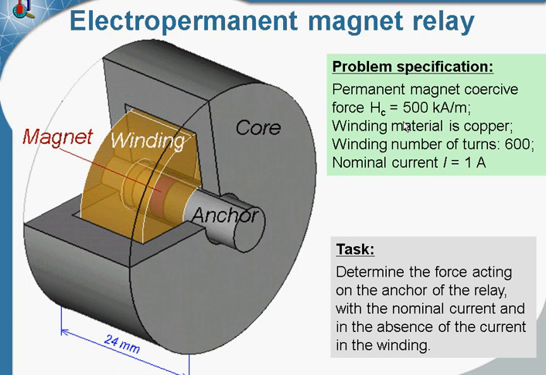Our task is to calculate force acting on the anchor at rated current in the winding and the force at zero current. The relay geometry features rotational symmetry and we can simulate it in a two-dimensional axisymmetric model. Okay, let's start QuickField now.